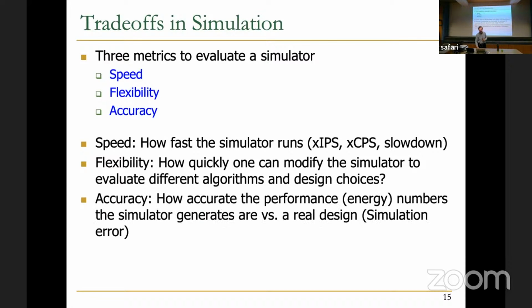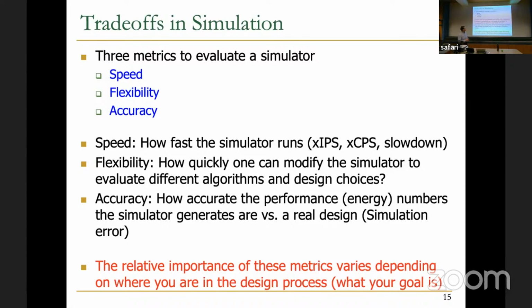And then there's accuracy, which is how accurate are the performance and energy numbers the simulator generates versus a real design. This is simulation error, essentially. And you can quantify this, assuming you have a real design. You can guess it, assuming you don't have a real design. But basically, these three usually form a triangle, and usually you can optimize two of them very well at the expense of the other. It's very difficult to optimize for all three at the same time. I didn't want to include the fourth one, which is simulator design time, but that's also important depending on your situation.